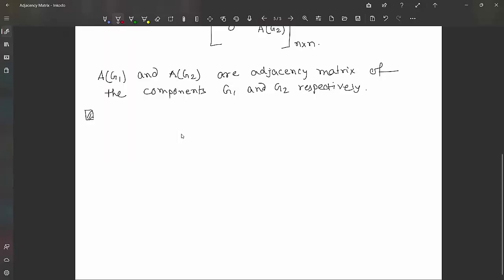So first of all, construct the adjacency matrix for the following digraph.